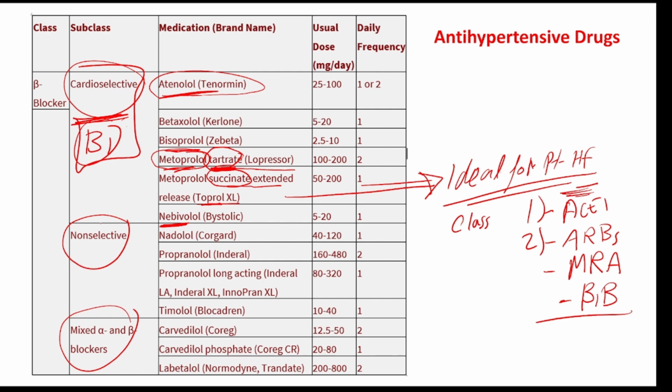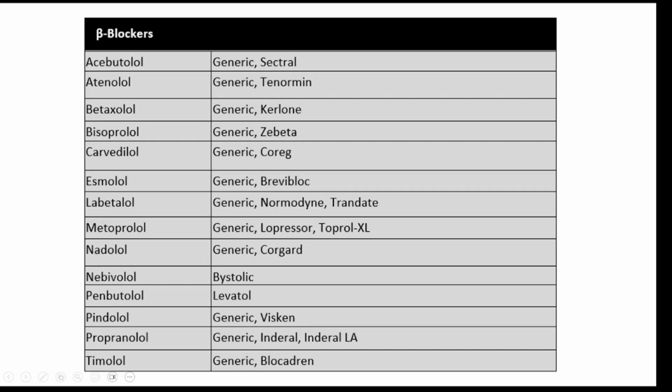Okay, for non-selective, we have nadolol, propranolol, this is the prototype, Inderal. Then we have timolol. Regarding the mixed alpha and beta blockers, carvedilol and labetalol block beta 1, beta 2, and alpha. Carvedilol, labetalol. Then in this list we have the brand name and generic name. Here we have the generic, and then we have the brand if available in the market.